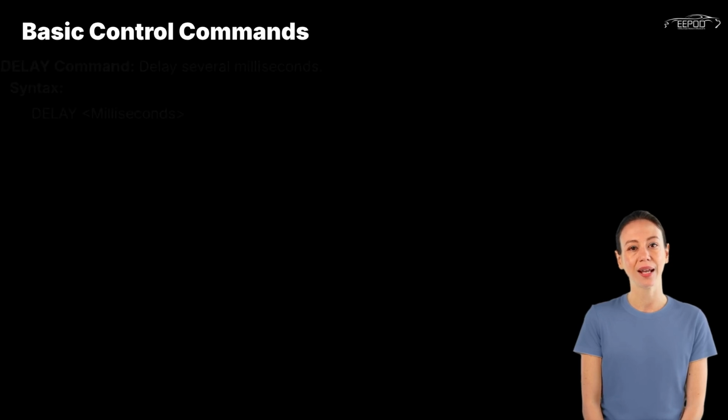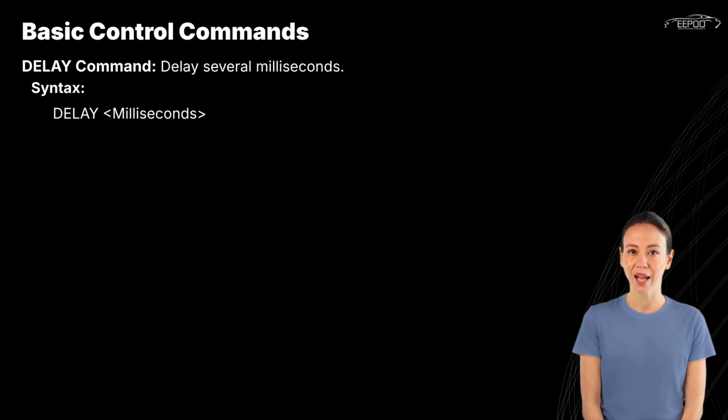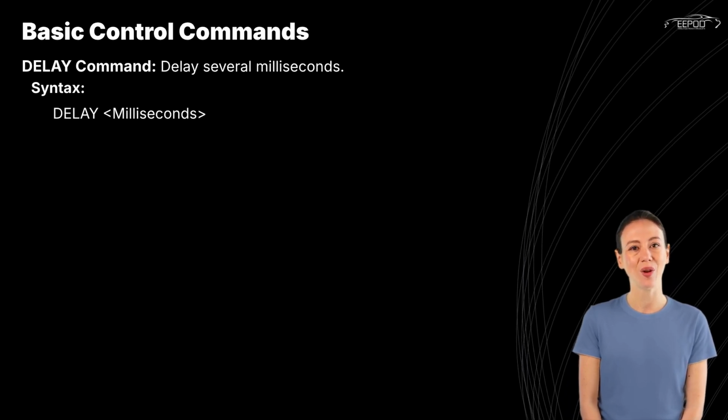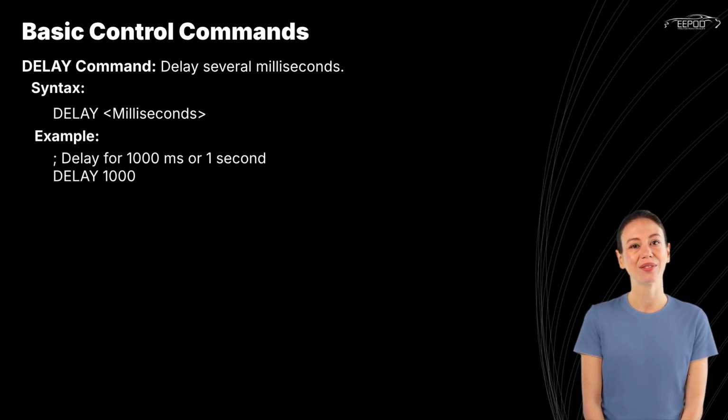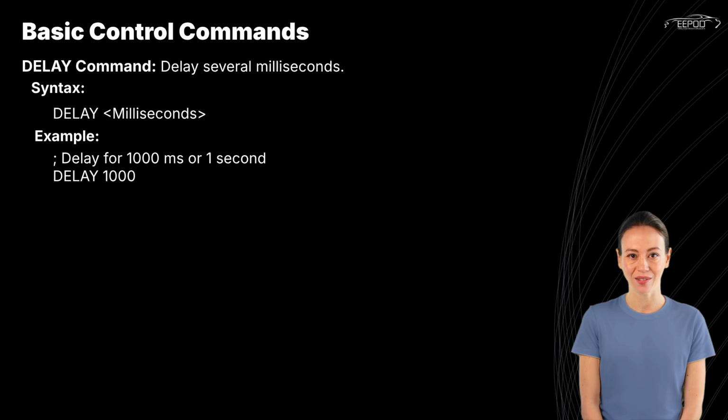Let's start with delay. If you want the script to wait for some time, you use the delay command. The delay must be specified in milliseconds. It's super simple. Check out the example, delay 1000. That'll pause the script for 1000 milliseconds, or basically 1 second.